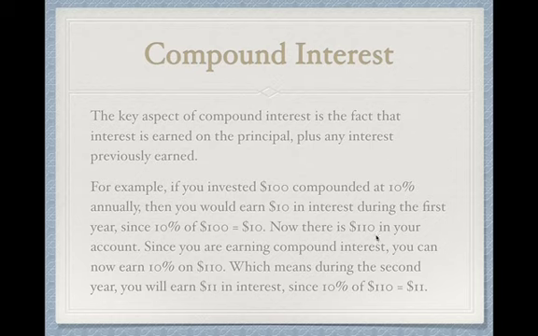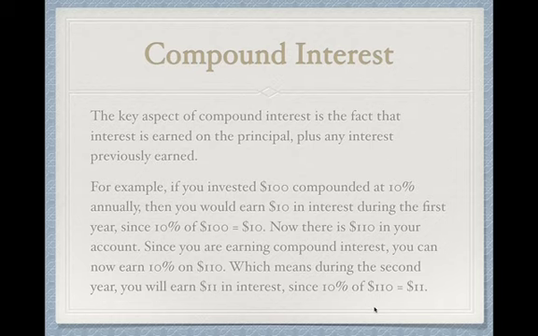So that would be 10% of $110, which is $11, and then the $11 gets added to your bank account, and now you have $121, right? So if that was only simple interest, you'd only have $120. With compound, you have $121.